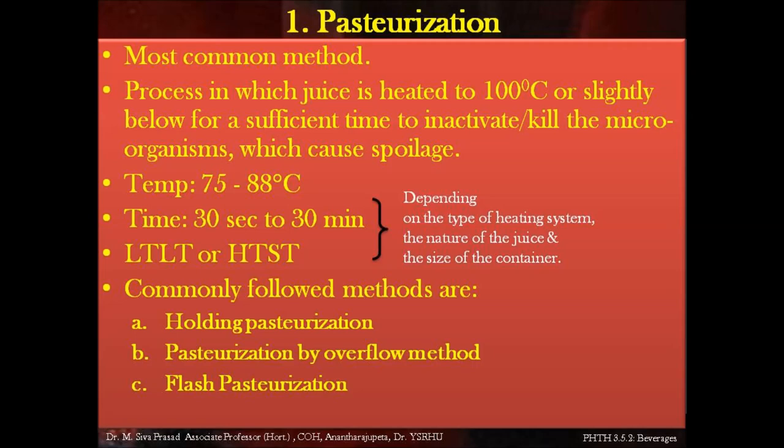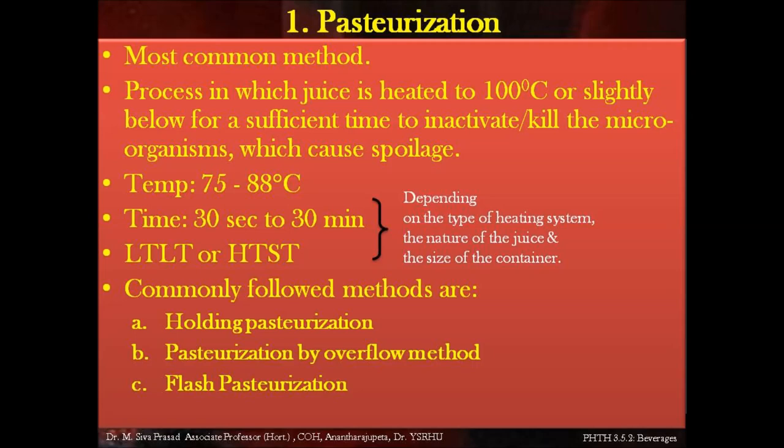So the spoilage is caused by microorganisms that can be killed by applying heat. So you apply heat at around 75 to 88 degrees Celsius, and the time varies from 30 seconds to 30 minutes, depending upon the type of heating system and the nature of the juice and even the nature of the container.